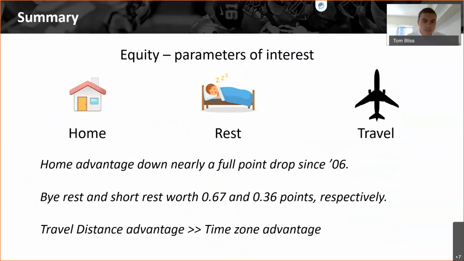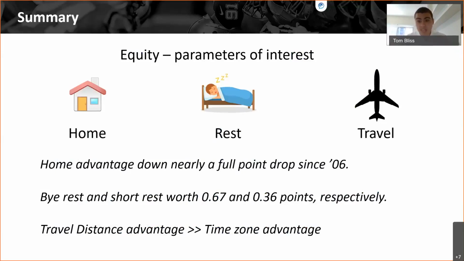All right, so this is my summary. Home advantage is nearly down a full point since 2006, which is pretty incredible. Fines and short rest are worth about 0.67 and 0.36 points, so they're not nothing.